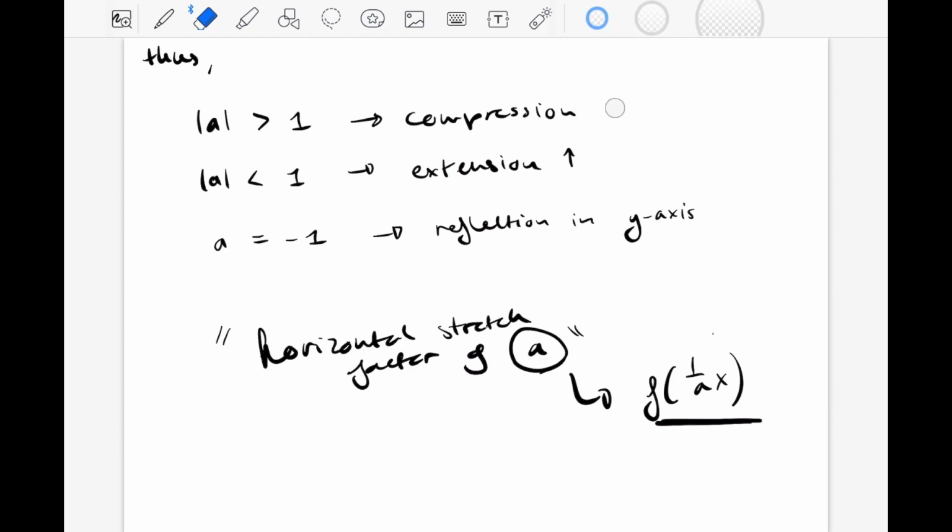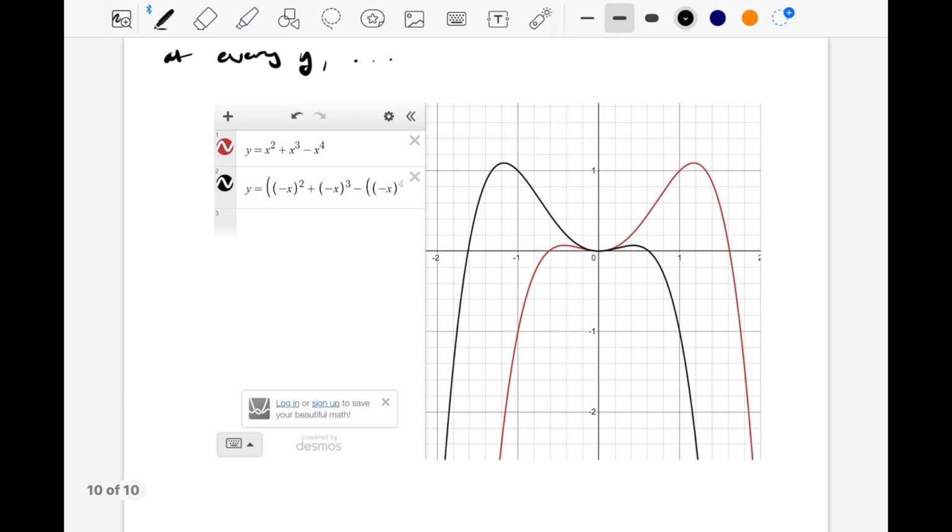And actually, now that I think about it, a better way to show this is a compression. Because this is a horizontal stretch factor, a compression will be going in and an extension will be going out like this. So you, again, see the difference between the two. And lastly, if a is equal to -1, then you're going to have a reflection not into the x-axis like last time, but into the y-axis. And let me show you what I mean.